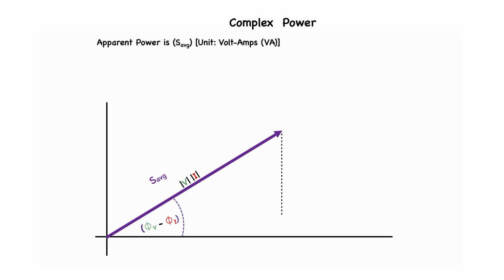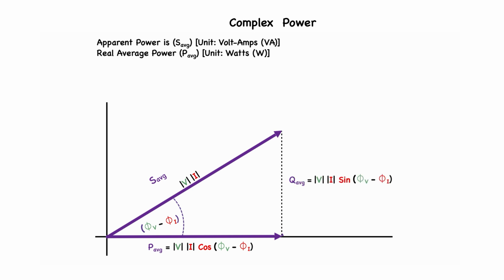Now, if we draw a perpendicular from that phasor and project it onto the horizontal axis, we will make a phasor whose magnitude is the voltage times the current times the cosine of the voltage angle minus the current angle, and that will give us real average power. And that's designated as P average with units of watts, and its short form is W.